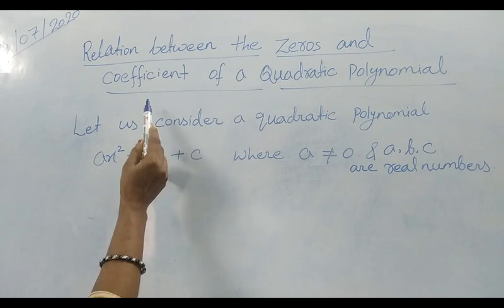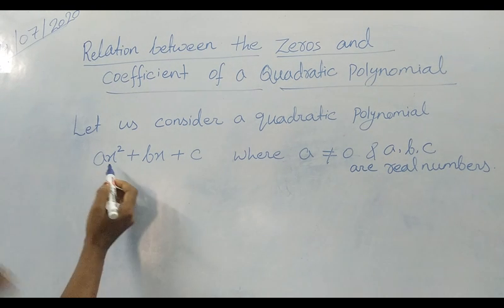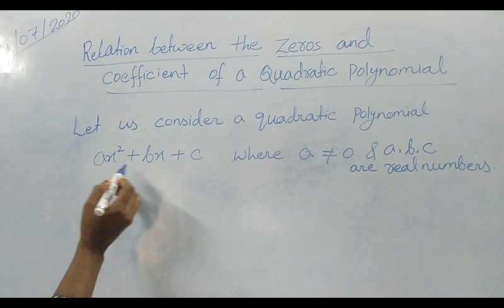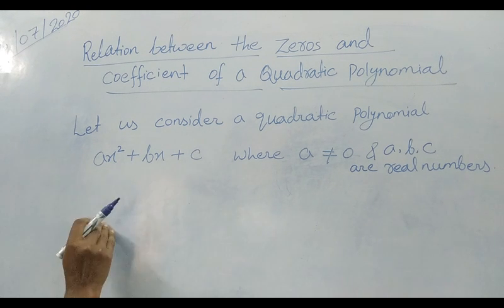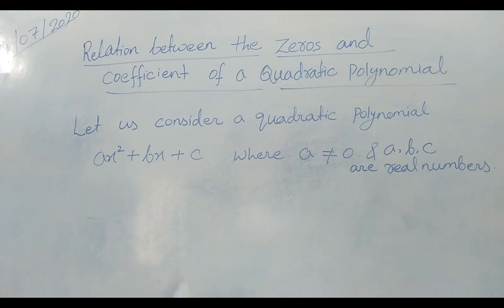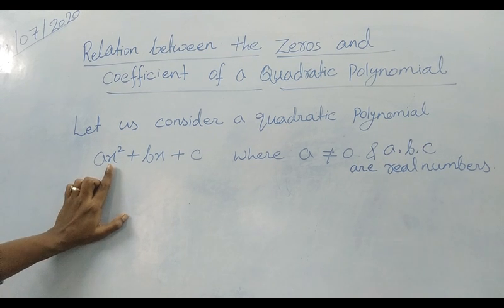between the zeros and coefficients of a quadratic polynomial. So for this, at first we consider the general form of the quadratic polynomial as ax square plus bx plus c, where a not equal to 0 and a, b, c are real numbers. Since the maximum power of this quadratic polynomial is 2, that means it has how many zeros? 2 zeros. So it has 2 zeros.